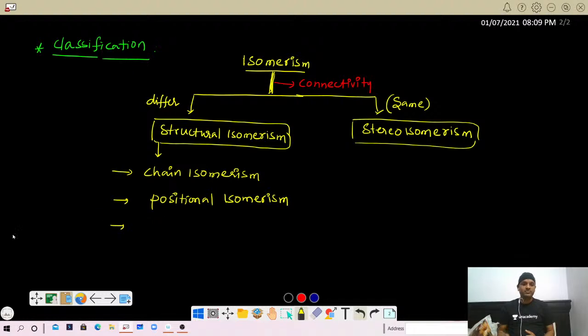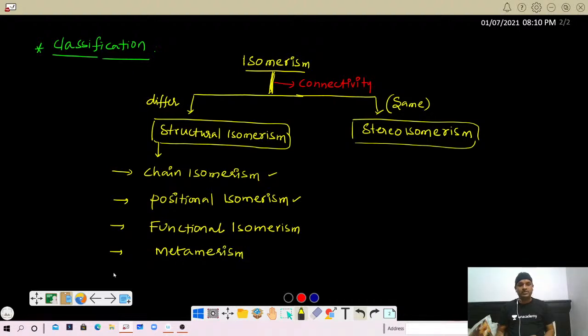And the third one is functional isomerism. Due to difference in connectivity of atoms, what are the possible isomers that arise? They are chain isomers, positional isomers, functional isomers, that is functional isomerism, and metamerism, and tautomerism. The last one is tautomerism.